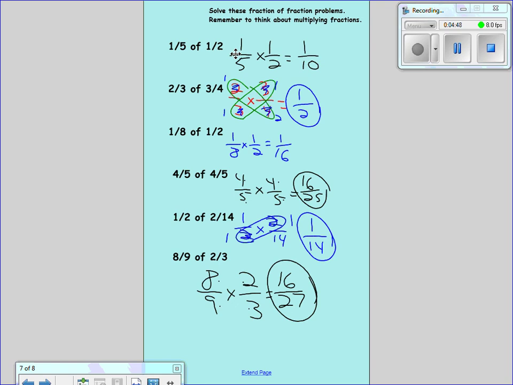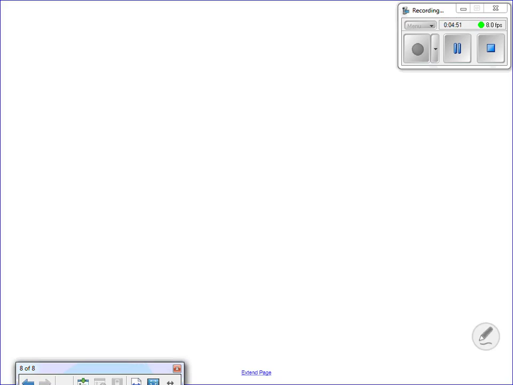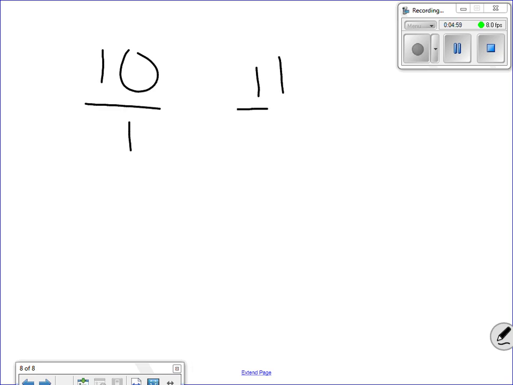Remember, I'm going to show you one last thing. If someone asks your age, let's say you're 10 years old, okay? Or if you're 11 years old, and they ask you to write that as a fraction, it's just 10 over 1, 11 over 1. That's the only thing you have to do to change a whole number into a fraction.